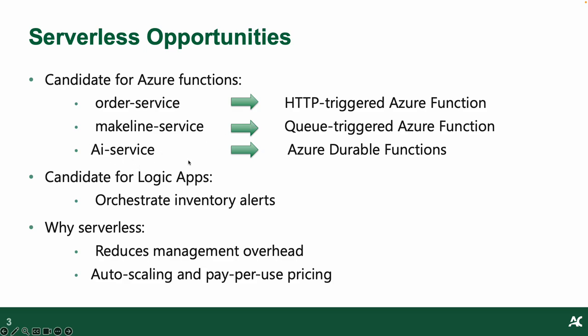For the AI service, I chose to migrate this to an Azure durable function, so that we could be able to handle the failure of the image generation, which could be a long running function. The feature that could be converted to logic apps is to monitor the product catalog.